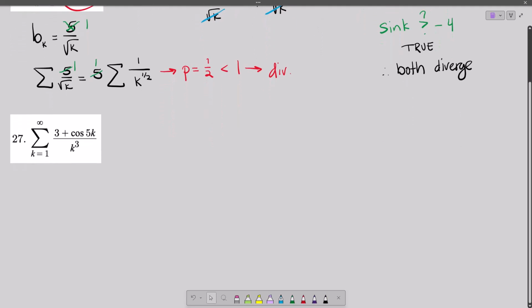Same idea here. This looks very p-series-ish. This is essentially a constant. It's wobbling around between 2 and 4. Right? Cosine's a function that goes between -1 and 1. So the numerator is going to wobble between 2 and 4, one above the 3 or one below the 3. It's going to add or subtract a little bit from the 3. So it's like a constant. How do you know that's going to wobble between 2 and 4? You tell me.